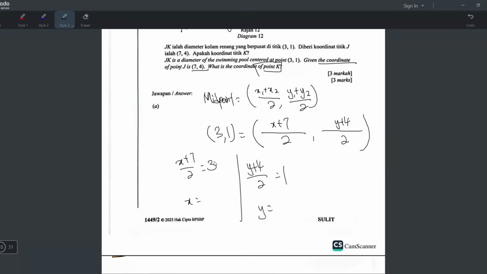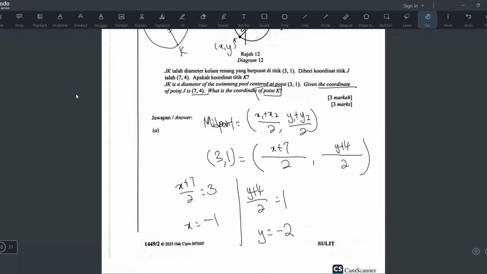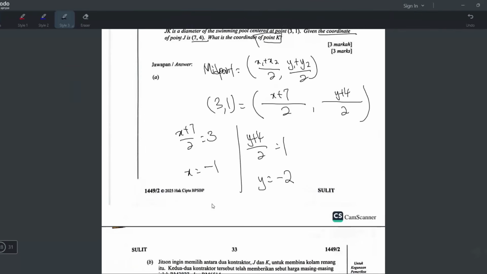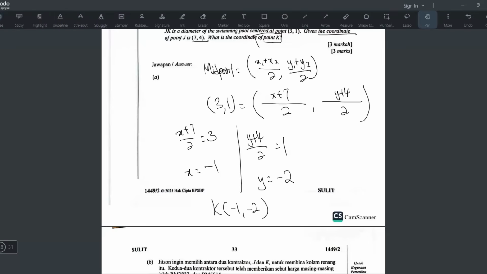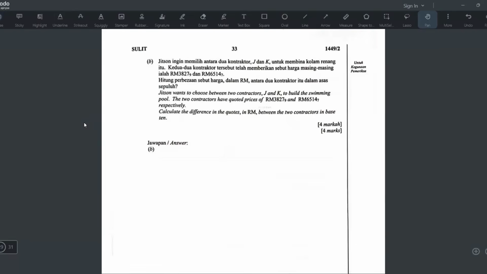How to find x? 3 times 2 is 6, 6 minus 7 is negative 1. 1 times 2 is 2, 2 minus 4 is negative 2. So that's the answer, but don't stop here, because they want the coordinate of point K. You know how we write coordinates: a bracket, then negative 1, comma, negative 2. This is how you should write the coordinate. That's all, it's quite easy.